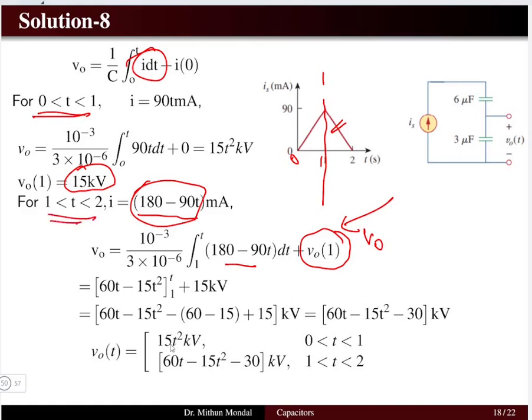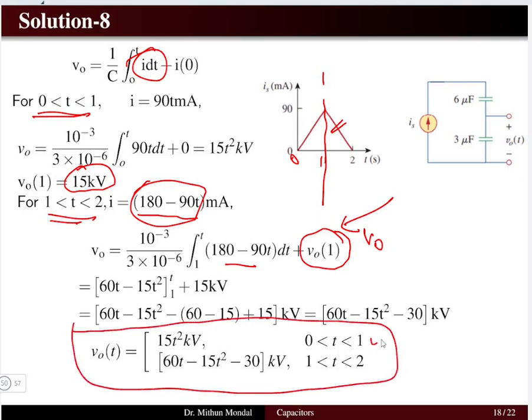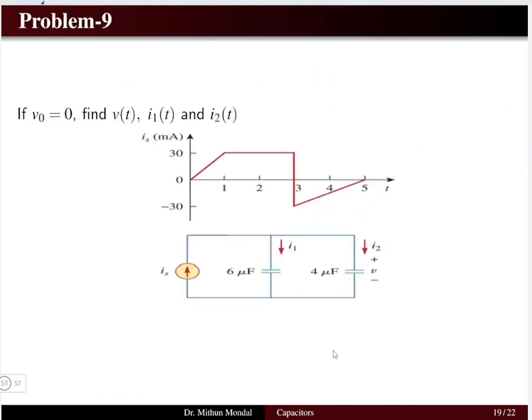Now once we integrate that, we will be getting the entire voltage equation for 0 to 1 and 1 to 2 second. The equation is 15t square kilovolt and the other equation is 16t minus 15t square minus 30 kilovolt. So we can get the potential V0 of t that is discontinuous over the time 0 to 1 and 1 to 2 second. This is the last problem for today's tutorial.